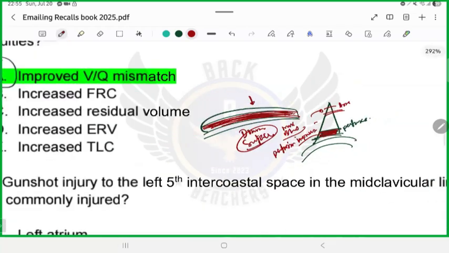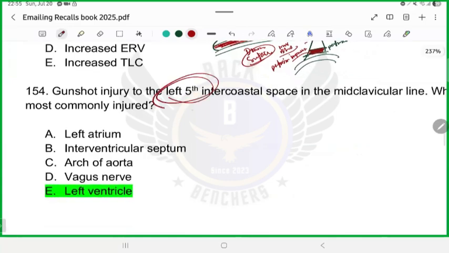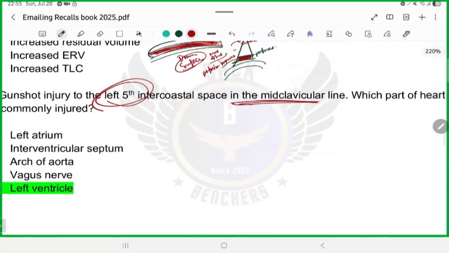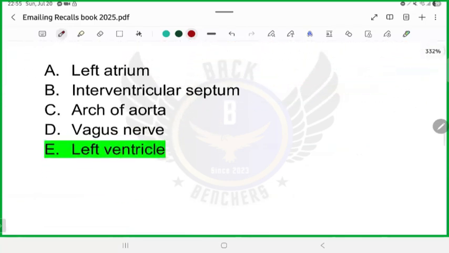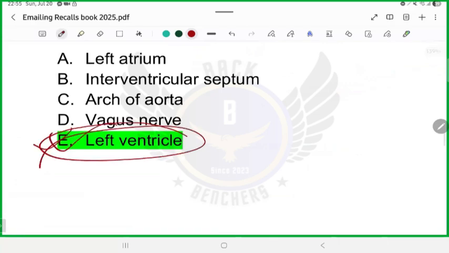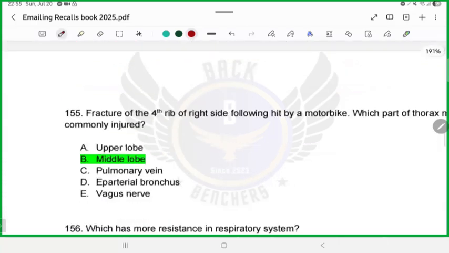Simple. Gunshot injury to the left fifth intercostal space in the mid-clavicular line. Which part of the heart is most commonly injured? Simple. This is a beautiful question, and you would love it. Left ventricle, you know it.